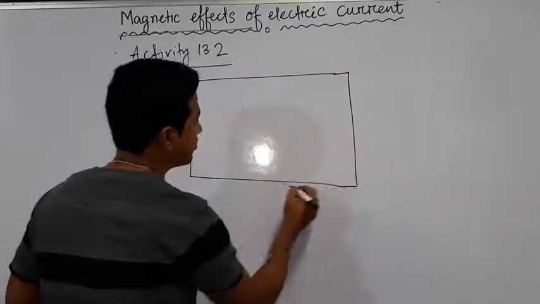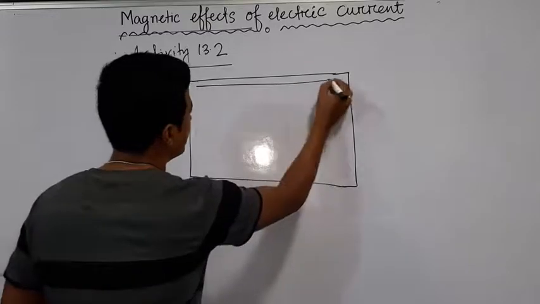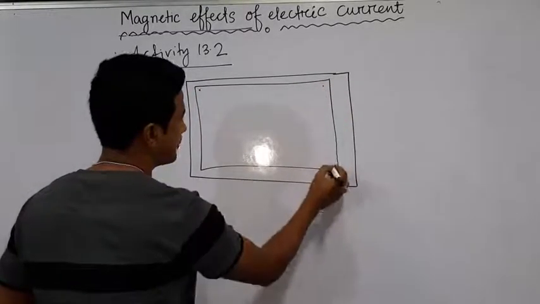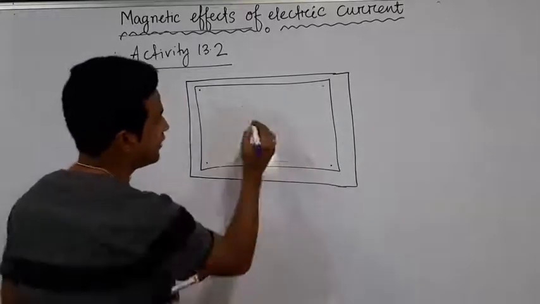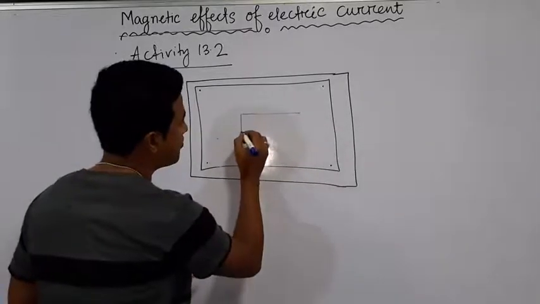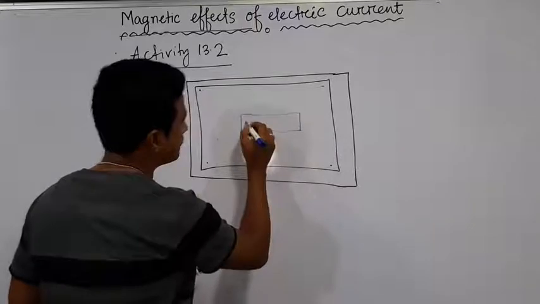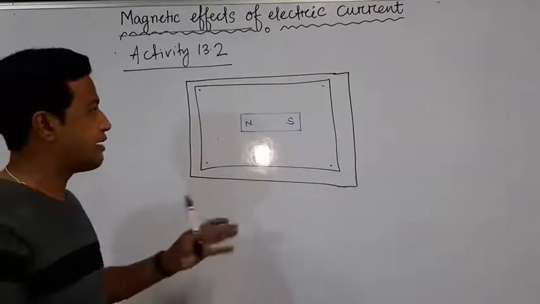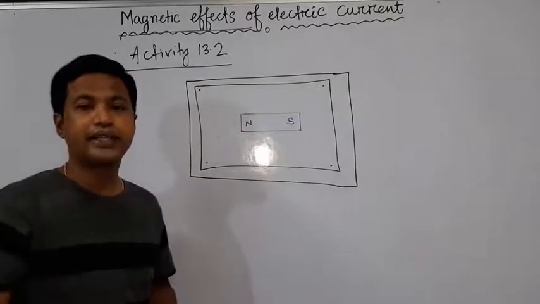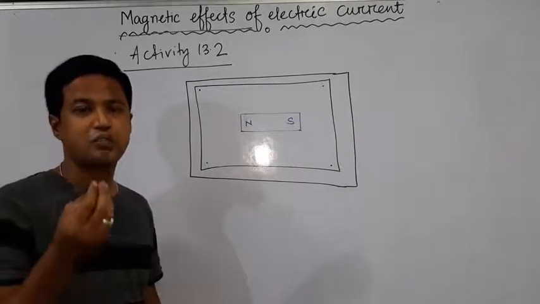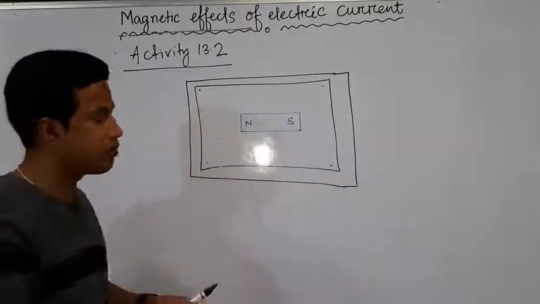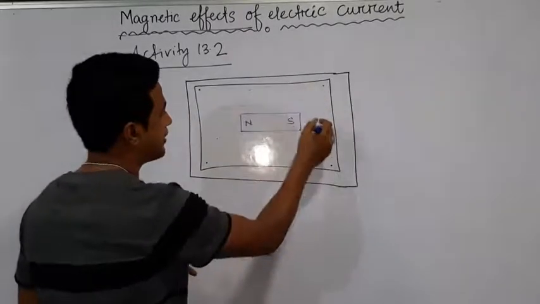On that drawing board, we will stick a white paper, and in the middle we will keep a bar magnet. After that, we will take some iron filings, small pieces of iron, and sprinkle them around the bar magnet.